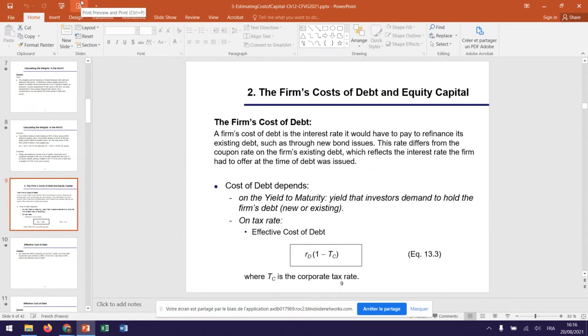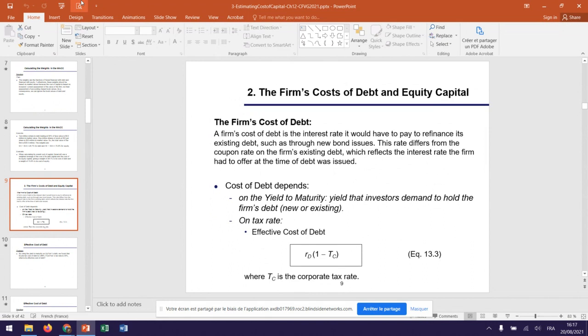Okay, a firm's cost of debt is the interest rate it would have to pay to refinance its existing debt, such as through new bond issues. These rates differ from the coupon rate on the firm's existing debt or the interest rate on the bank loans that you already had, because those reflect the interest rate the firm had to offer at the time of the debt issue. It does not represent the rate you have to pay investors to issue the bond today. So the firm's cost of debt should represent this.